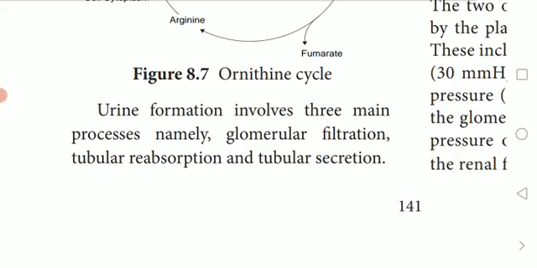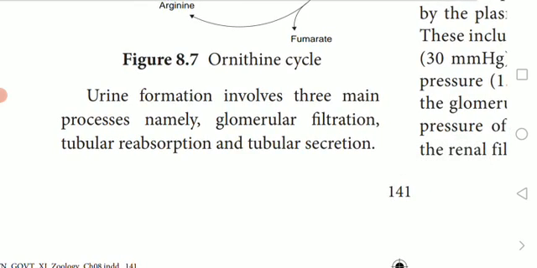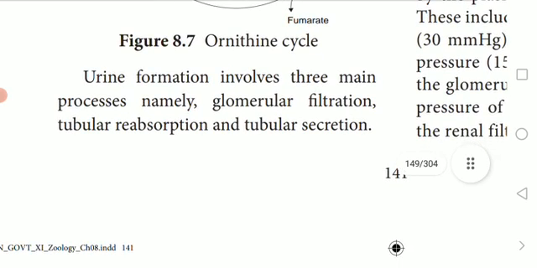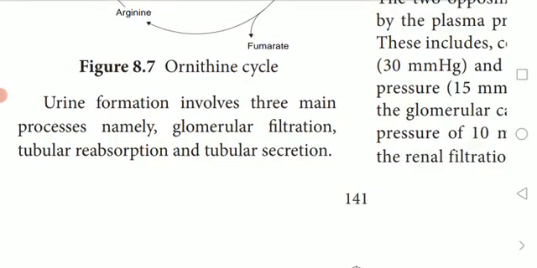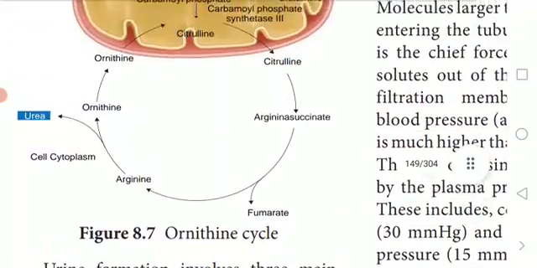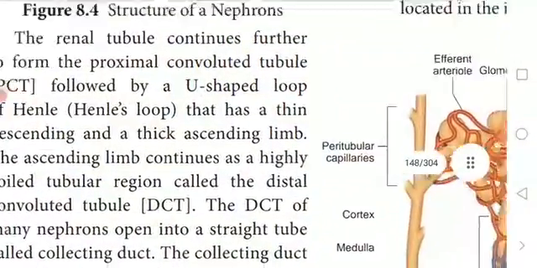Last video class, we have seen the structure of the kidney. Then we have seen the structure of the nephron. We also saw what a cortical nephron is, and then what a juxtamedullary nephron is.